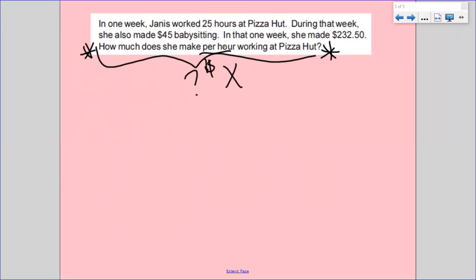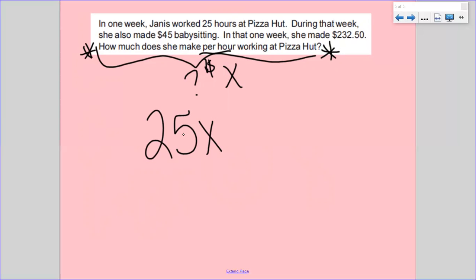So now when we look back up in the problem, we say, okay, what is x going to be with? What's going to be my variable change? Well, the number of dollars per hour would go with the hours worked at Pizza Hut. So 25x is what goes there. Now, that's the variable change.